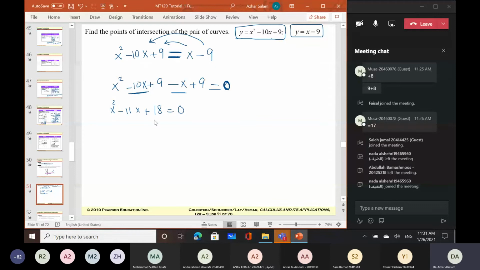I can here use one method, only one method. You have to choose what's suitable for you, either the factorization if it's possible or the quadratic formula.